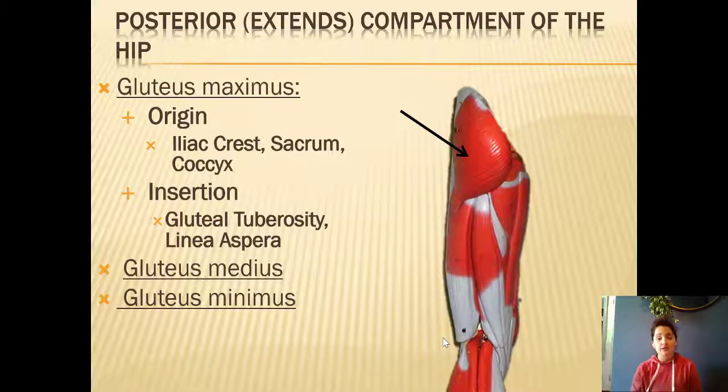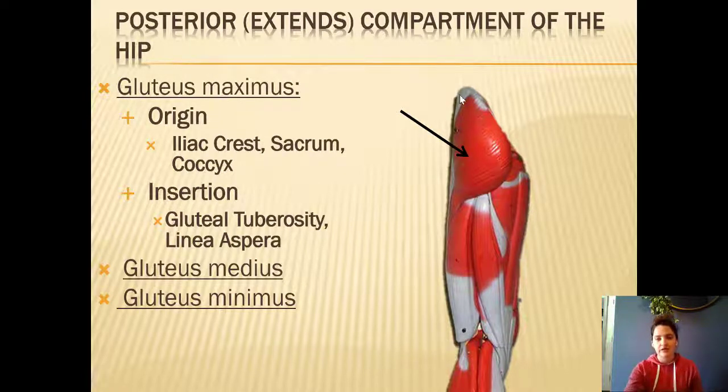Okay, looking at the posterior compartment, these are your hip extensors. The most well-known one is the gluteus maximus. In fact, it is the agonist of hip extension, so it's the muscle most responsible for hip extension. If you ever see people in the gym, they're on all fours and they do those kickbacks, that is working out the gluteus maximus.